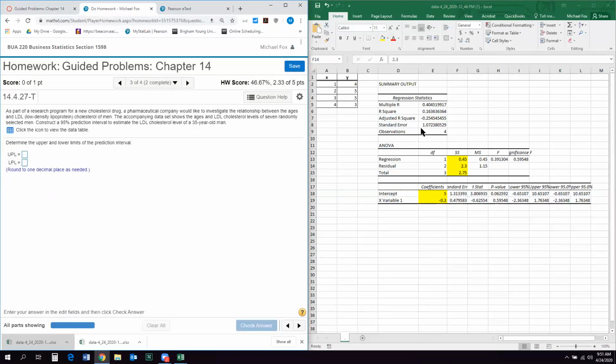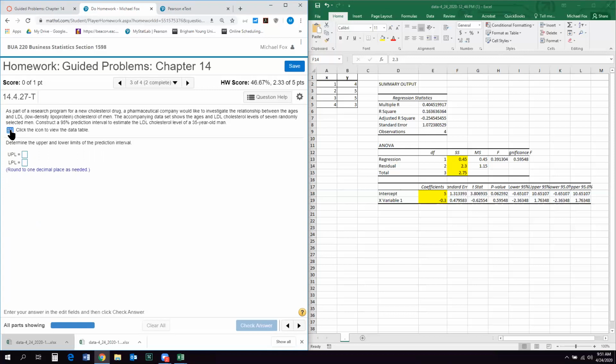All right, so the third question is: as part of the research program for a new cholesterol drug, a pharmaceutical company would like to investigate the relationship between the ages and LDL, low density lipoprotein. The accompanying data set shows the ages and LDL cholesterol levels of 7 randomly selected men. Construct a 95% prediction interval to estimate the LDL cholesterol level of a 35-year-old man.